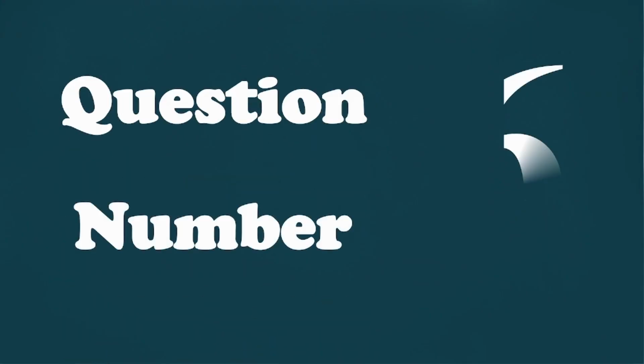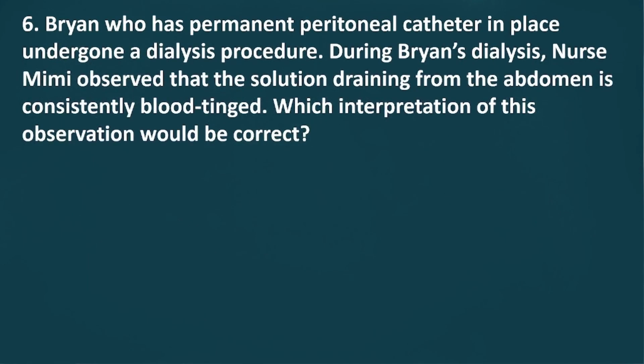Question number 6. Brian, who has a permanent peritoneal catheter in place, has undergone a dialysis procedure. During Brian's dialysis, Nurse Mimi observed that the solution draining from the abdomen is consistently blood-tinged. Which interpretation of this observation would be correct?